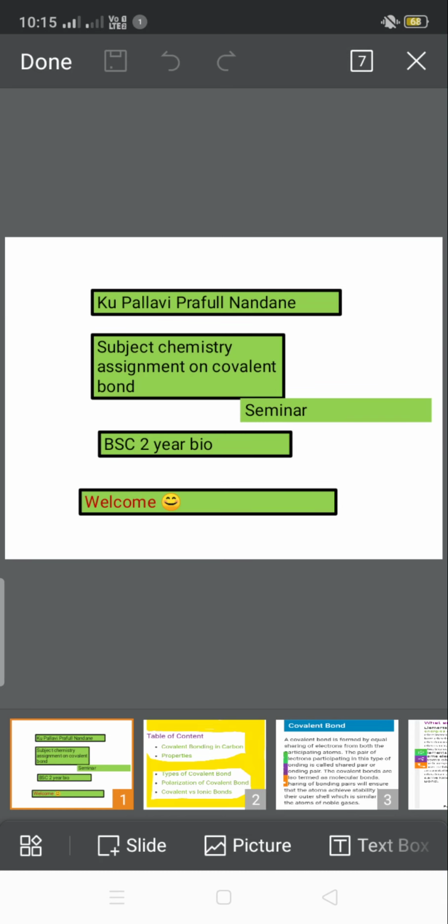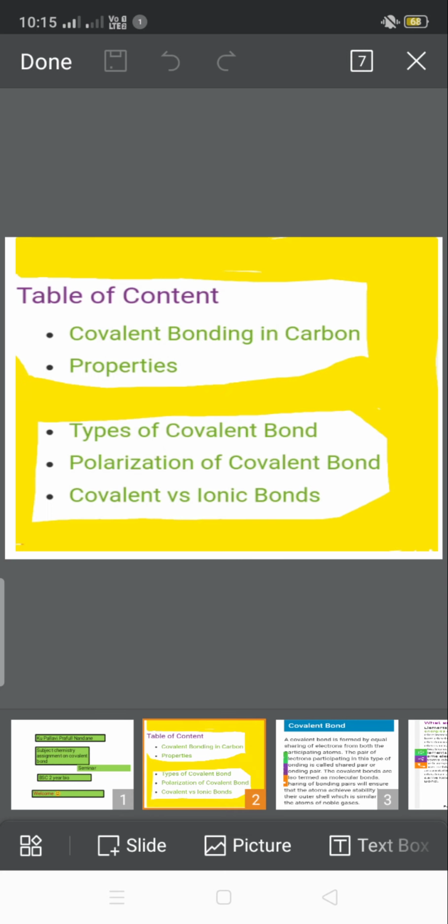My topic is covalent bond, BSc second year. Contents: covalent bonding in carbon, their properties, types of covalent bond, polarization of covalent bond, and differences between covalent and ionic bond.